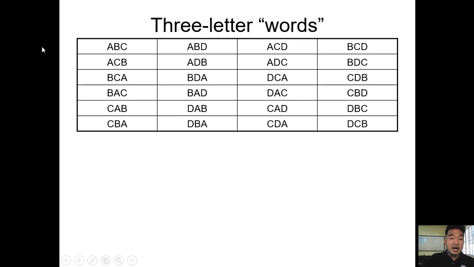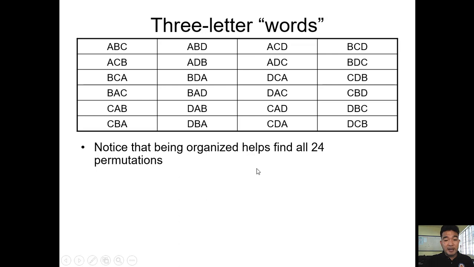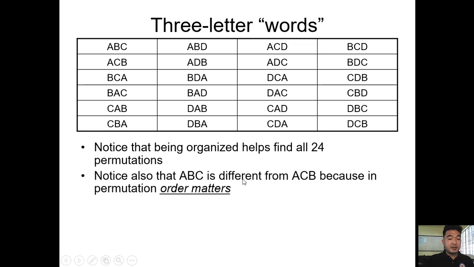So, how many outcomes do we have? We have 1, 2, 3, 4, 5, 6. 1, 2, 3, 4, 5, 6. 6 times 4, we have 24 possible permutations. Okay? Notice also that ABC is different from ACB.